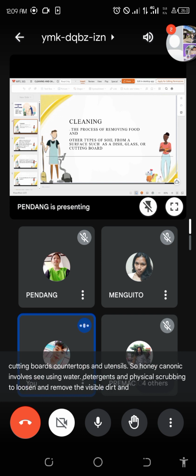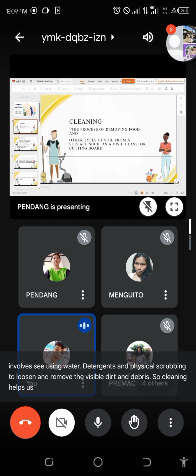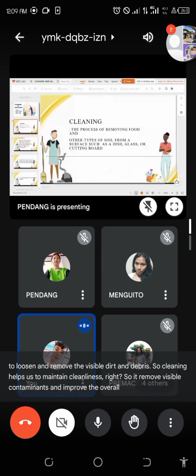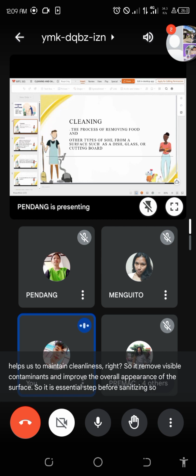So, cleaning helps us to maintain cleanliness, right? It removes visible contaminants and improves the overall appearance of the surface. It is an essential step before sanitizing. So, please go next.